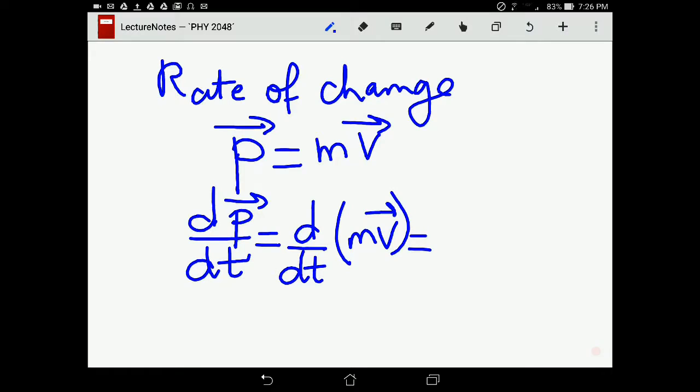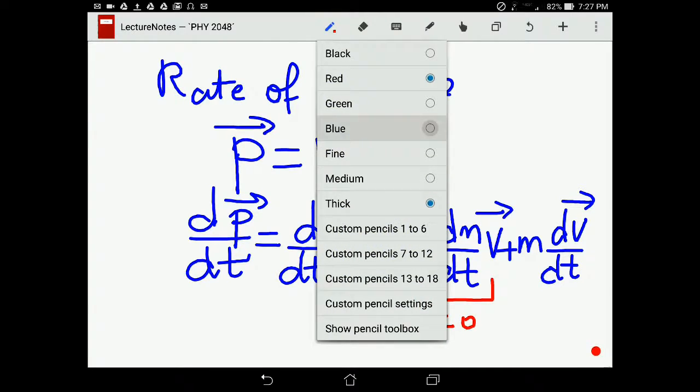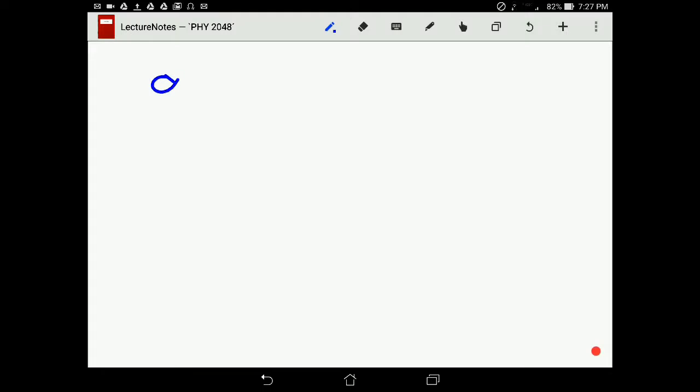If we apply the product rule, then we would say this is going to be the derivative of the mass with respect to time times the velocity, plus the mass times the derivative of the velocity with respect to time. Now we are going to be interested here in cases where the mass will remain constant, and so we will consider this to be equal to 0. It's not always true, but we are going to simplify our discussion here by focusing only on cases where the mass is constant.